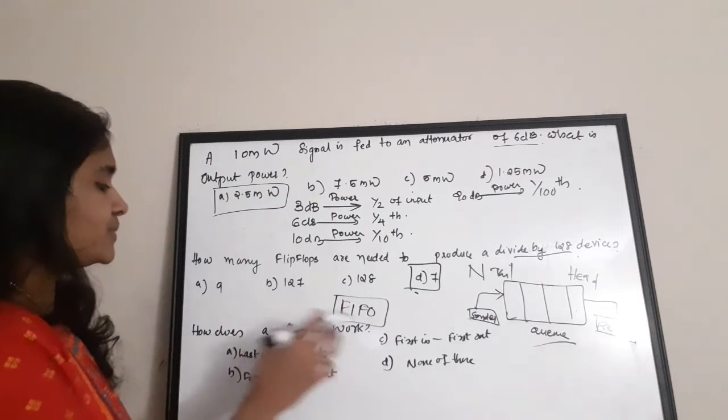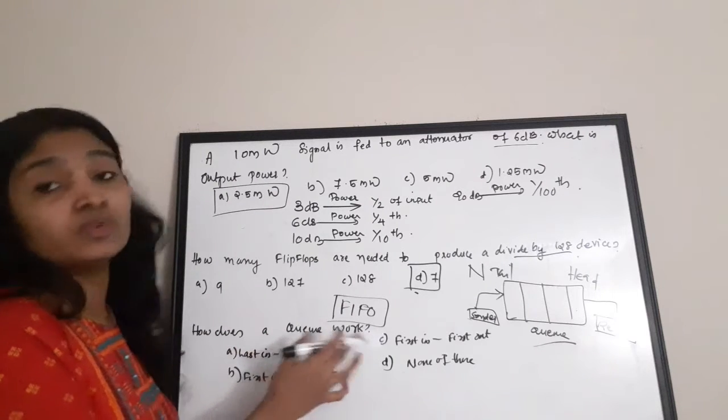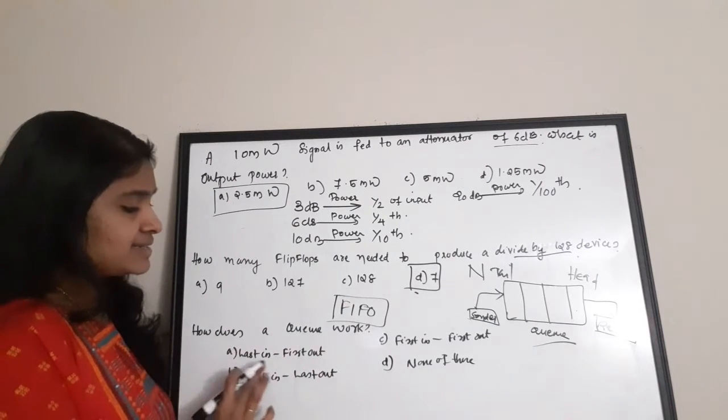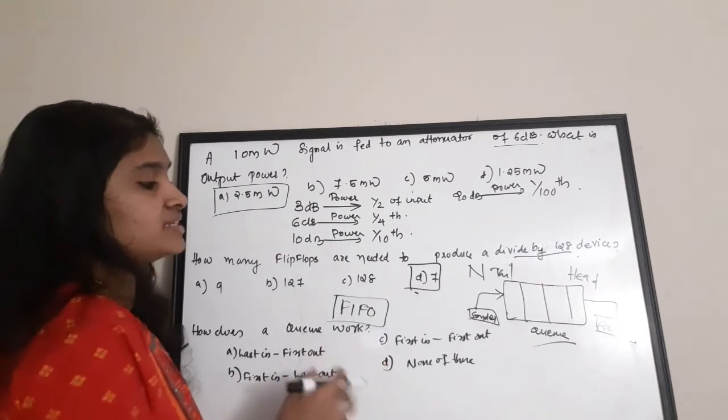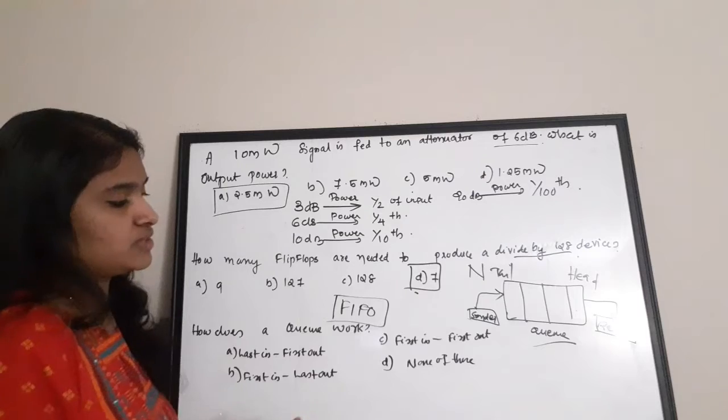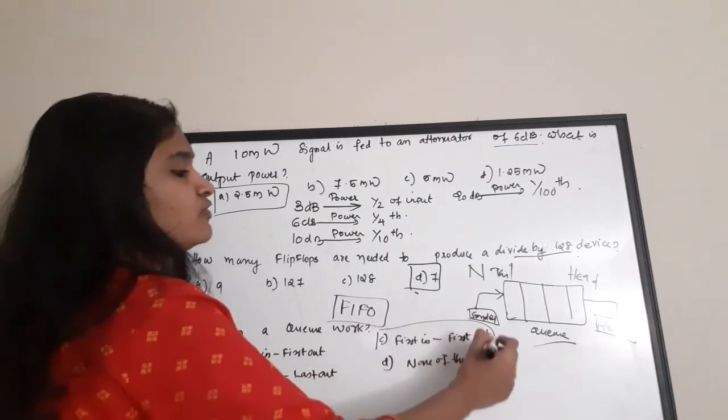Okay. So what is the question here? How does a queue work? Option A, last in, first out. Option B, first in, last out. Option C, first in, first out. D, none of this. The correct answer here is first in, first out.